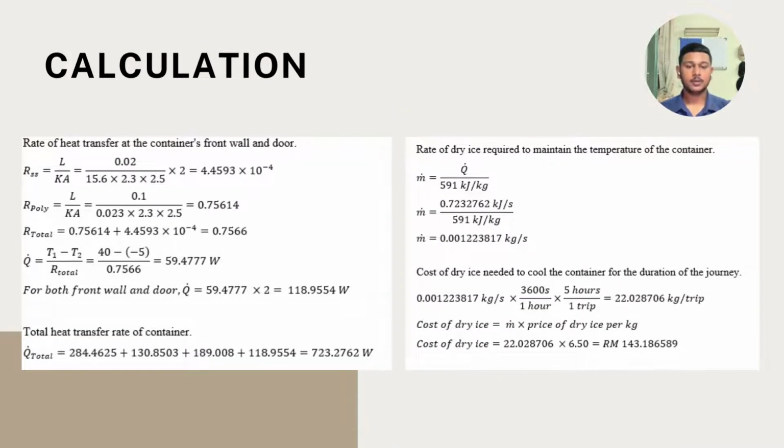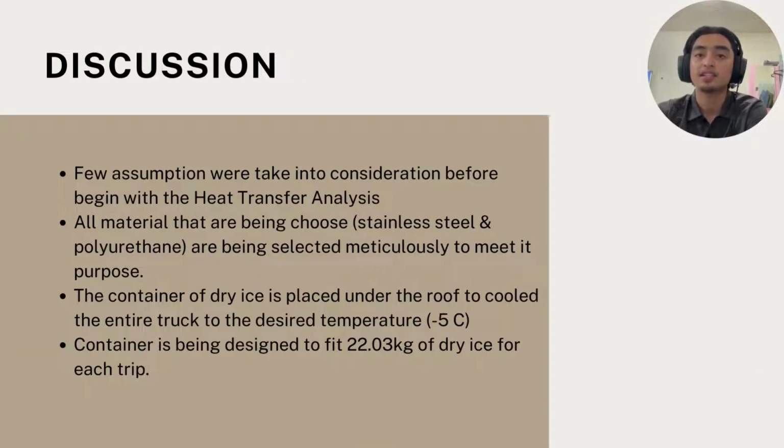We then calculate the amount of dry ice needed to maintain the temperature of the container. We can calculate the value of m dot by dividing the heat transfer rate by 591 kJ per kg, which is the specific latent heat of sublimation. We then change the unit of m dot from kilogram per second to kilogram per trip. And lastly, we can calculate the cost of dry ice by multiplying m dot with the price of dry ice per kg.